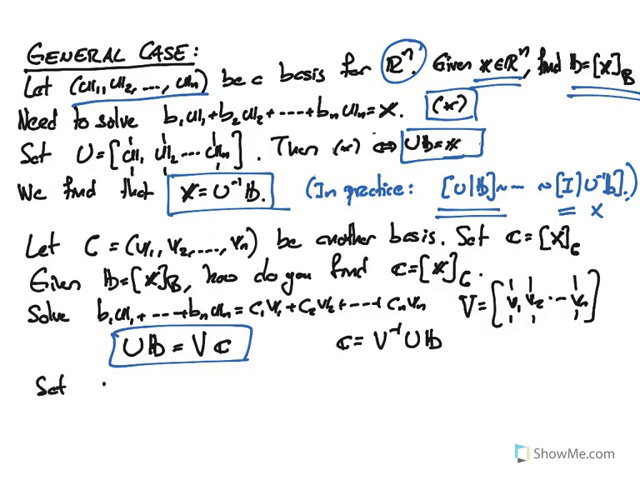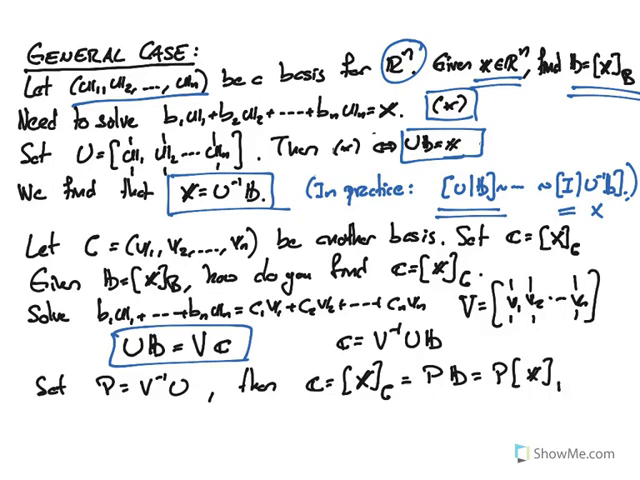So if we set P to be the matrix V inverse U, then c, which are the expansion coefficients with respect to the v basis, is P times b, which are the expansion coefficients with respect to the u basis. So now we've solved the task. We've computed this little square matrix P, that's V inverse times U. And that's how you move from one set of expansion coefficients to another one.